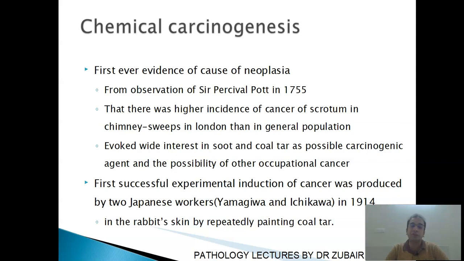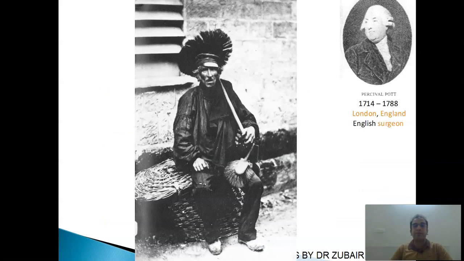Alright. So the first successful experimental induction of cancer was produced by two Japanese workers, Yamagiwa and Ichikawa, in 1940, in the rabbit skin by repeatedly painting with coal tar. This is Mr. Percival Pott. He was an English surgeon.